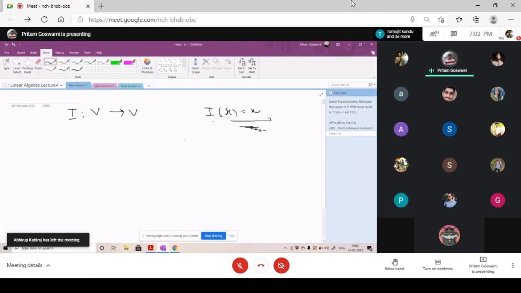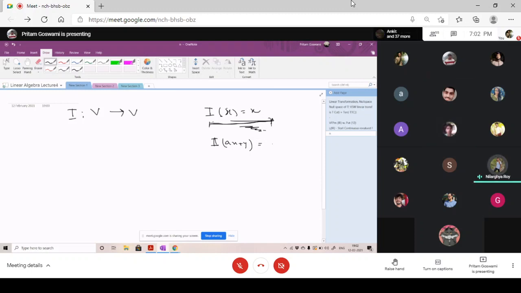Now, can you say that it is a linear transformation, this function? Yes, sir. Why? Can you tell me? Because sir, it is element to itself mapping. So zero can be mapped to zero itself. Okay, and the next condition? Suppose x, y.